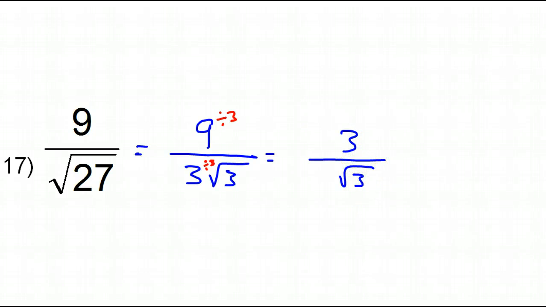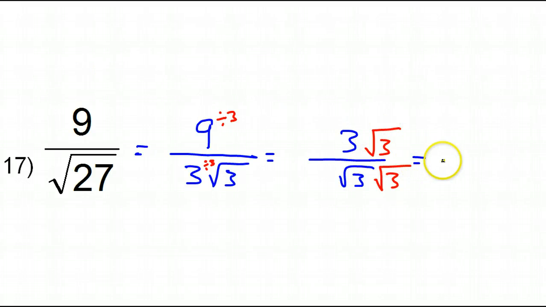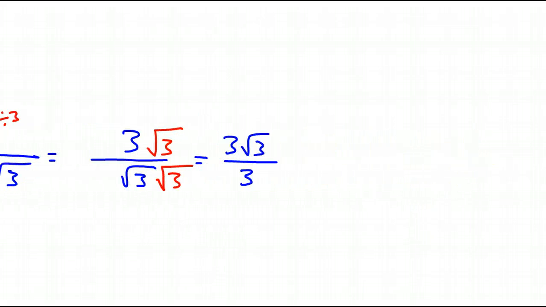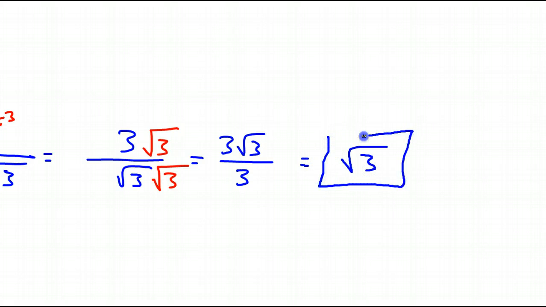So what is my next move going to be, class? Yeah, I'm going to multiply the radical by itself to make the radical go away. Have to do the numerator too, so I'm not changing the value. Radical 3 times radical 3 is 3. And in the numerator we have 3 radical 3. Well, look, we have to simplify again because these 3's are going to cancel each other out. And we will get radical 3. So this is your final answer.